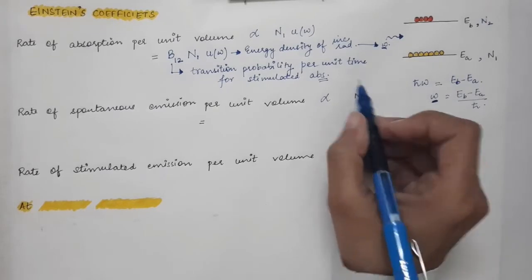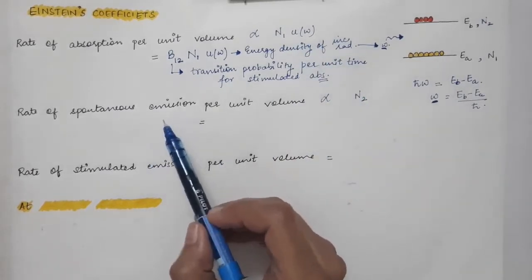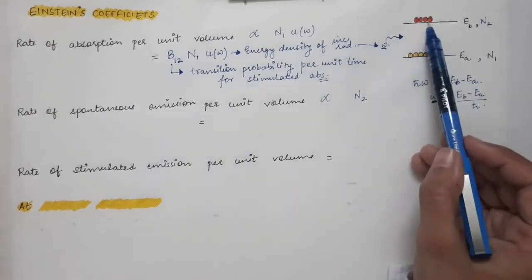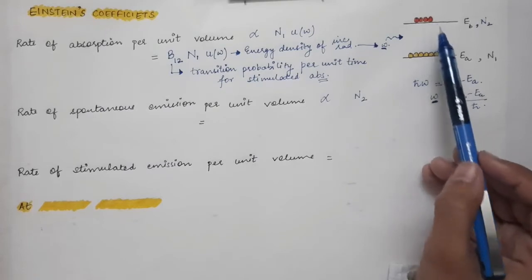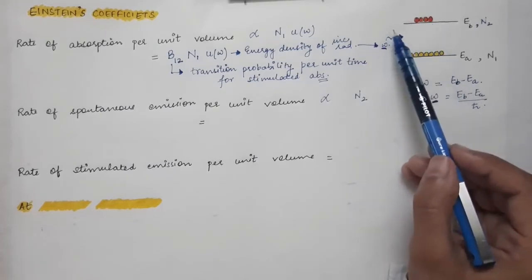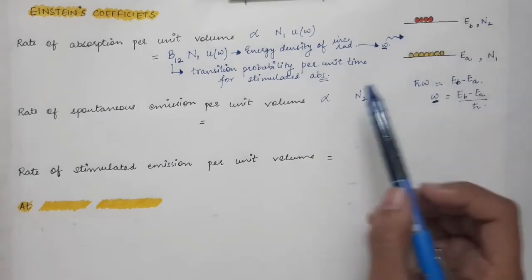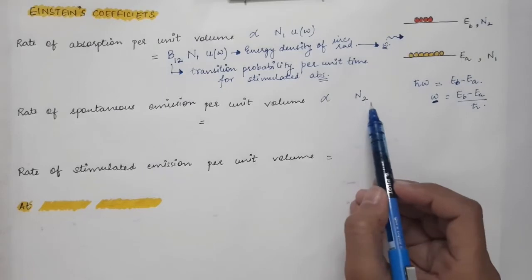So there will be no U of omega over here because spontaneous emission occurs by its own. This atom goes to its ground level without any triggering from outside. It goes naturally. So there will be no energy density factor present over here. There will be just N2.